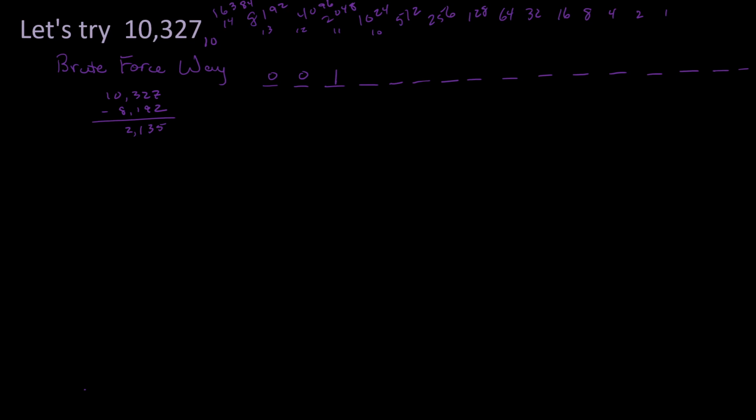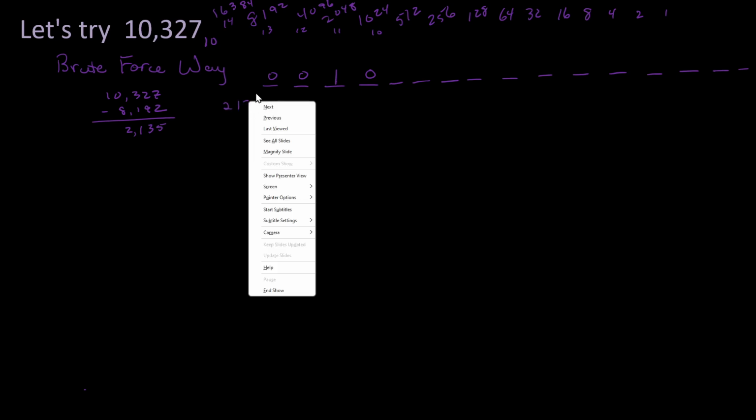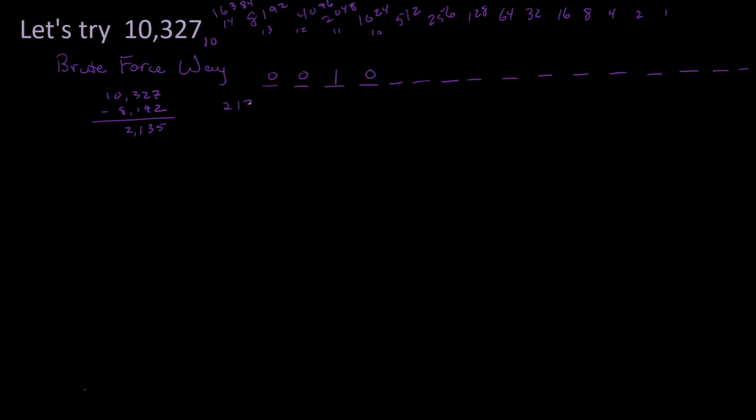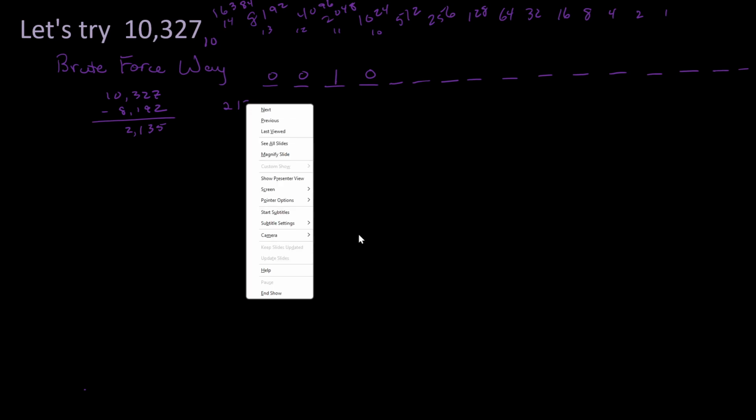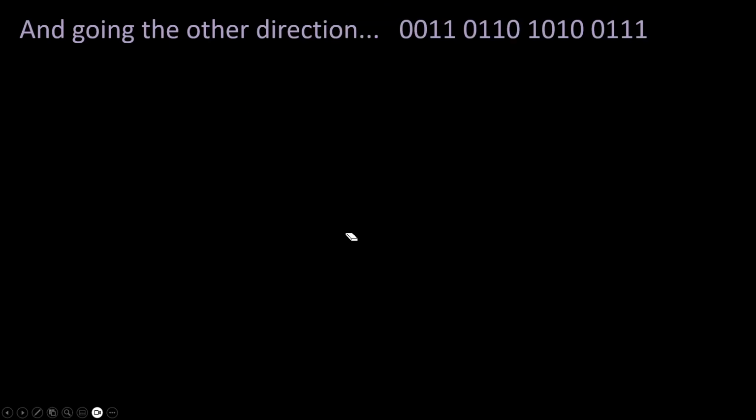So now, will 4,096 fit in there? Can I subtract 4,096 and still have a positive number? The answer is no, so I'll put a 0 there. 2,048 fits, so now I have 2,135. I'm trying to leave some room at the bottom to do more.